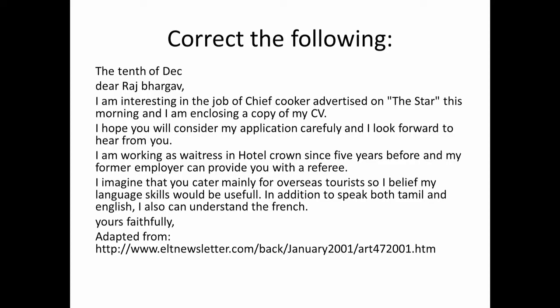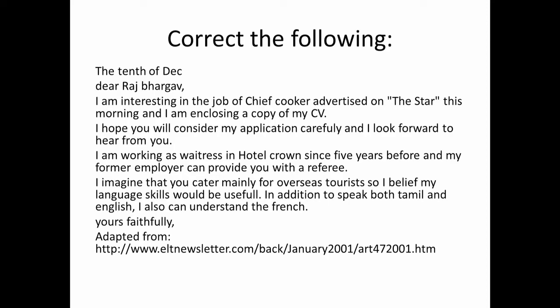I hope you will consider my, now look at the order. Should this sentence precede everything else? I am asking you, so please look at it and correct wherever you think necessary, whether the order has been all mixed up. I am working as waitress in Hotel Crown. Again look at the use of lower case for Crown, since 5 years before. Now do we need to use before, because since 5 years should be good enough, and my former employer can provide you with a referee or reference. So reference is the correct form.